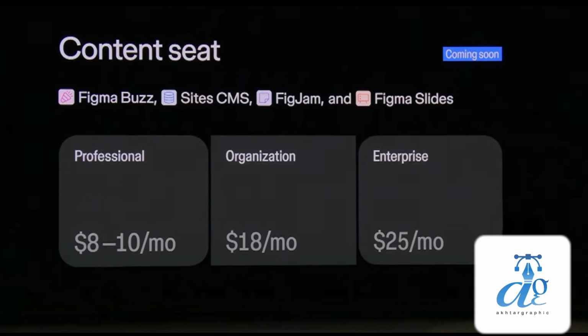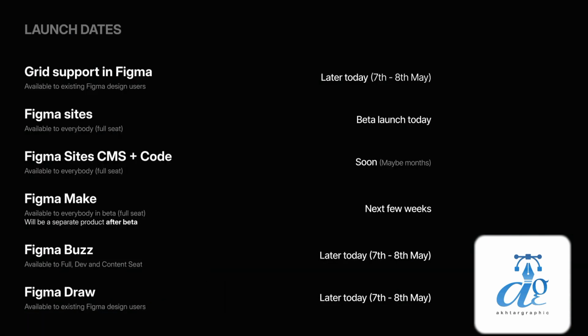Now, coming to some of the other things, like, for example, when exactly you're going to get your hands on these features. Grid support in Figma is going to be available for all Figma design users later today, so 7th or tomorrow. Figma Sites is also going to be available to everybody, based on my understanding. Obviously, linking a custom domain or additional features may cost you a bit more, so it's going to be available later today as well, today or tomorrow, hopefully. Figma Sites CMS plus code or custom coded component support is going to come soon, they mentioned, so maybe a few months.